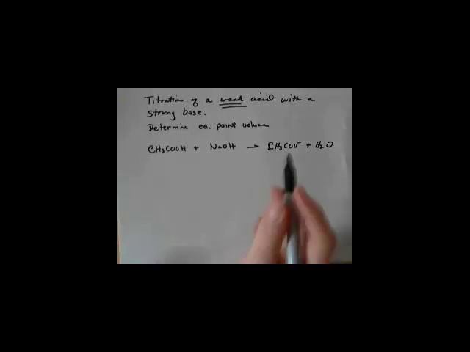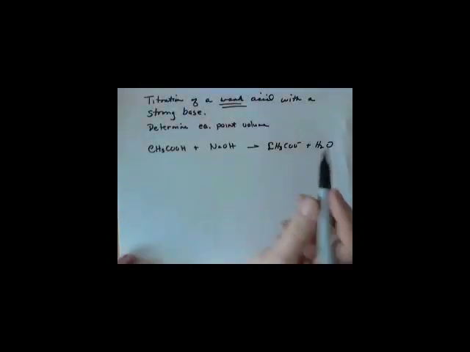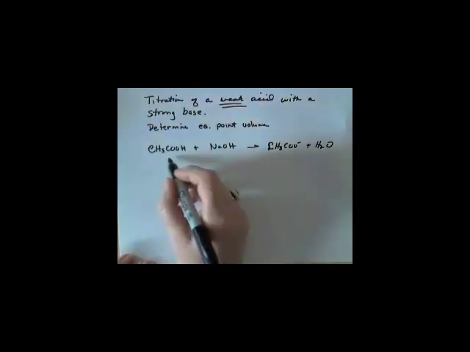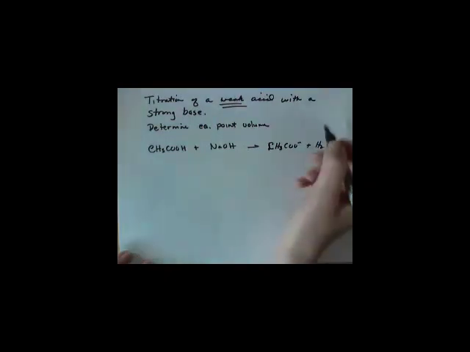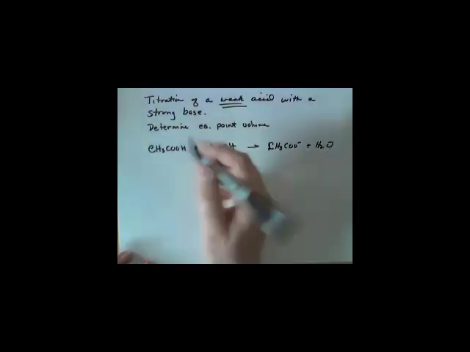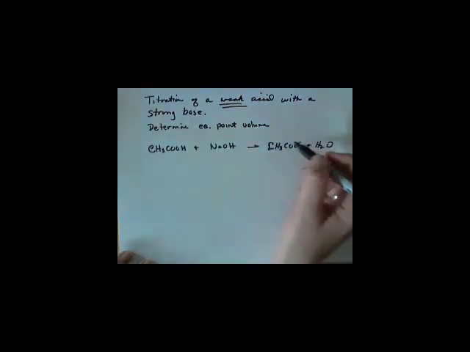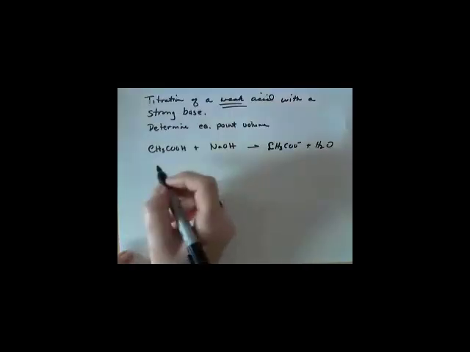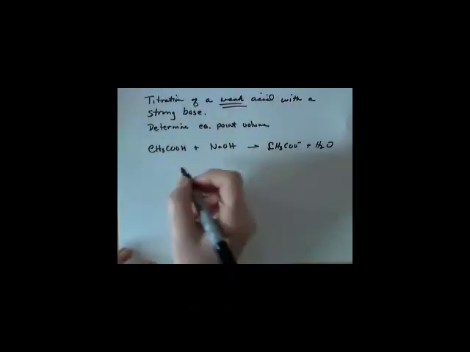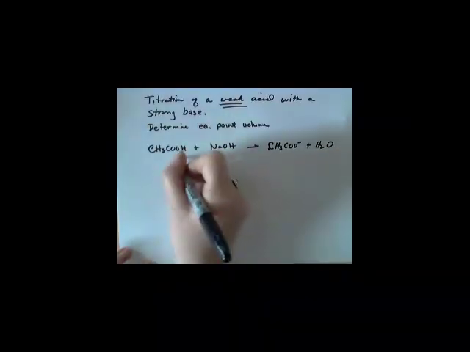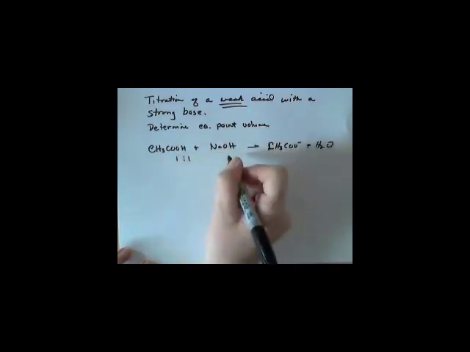Okay, so first thing I want to do is determine the equivalence point volume. I have to make sure that I write my balanced equation for this particular reaction. So we have acetic acid being titrated with sodium hydroxide to produce acetate ion and water. The important thing here is that we have a 1-to-1 ratio between acid and base.